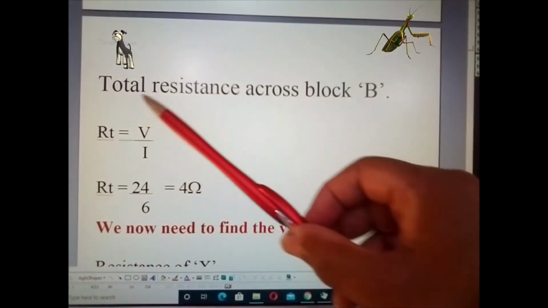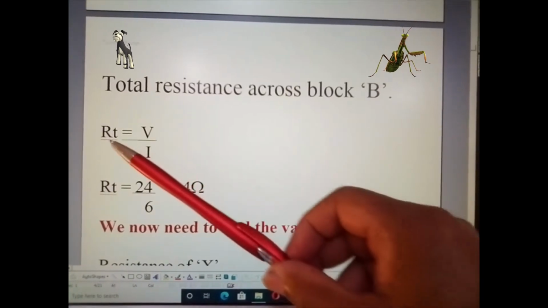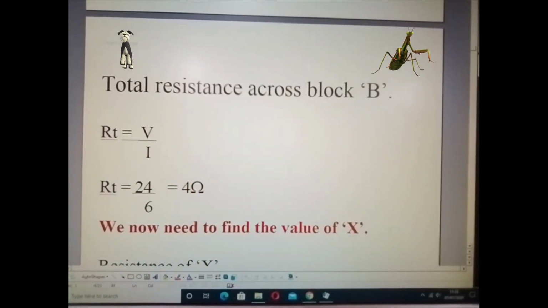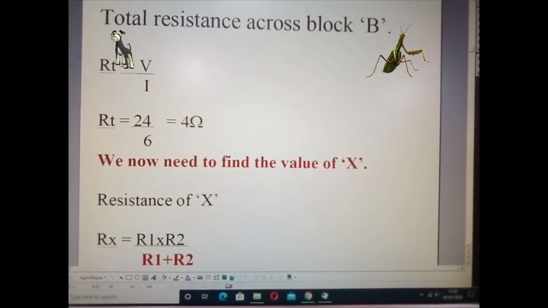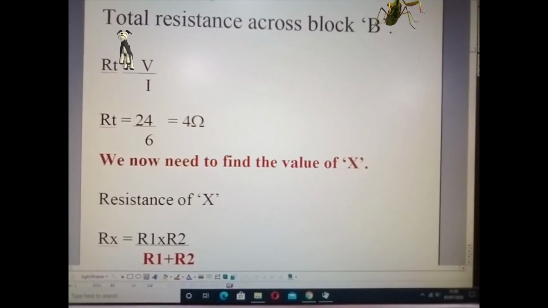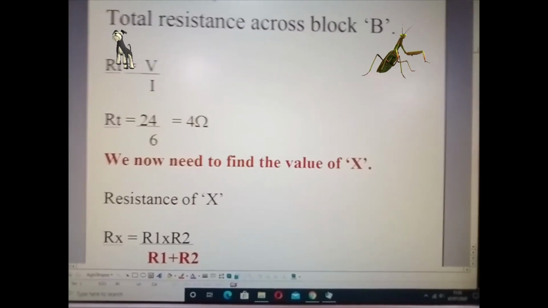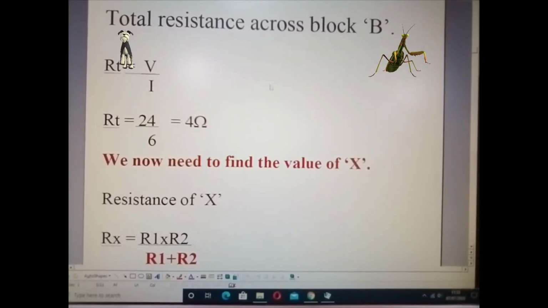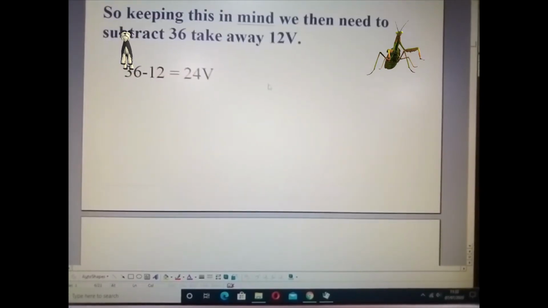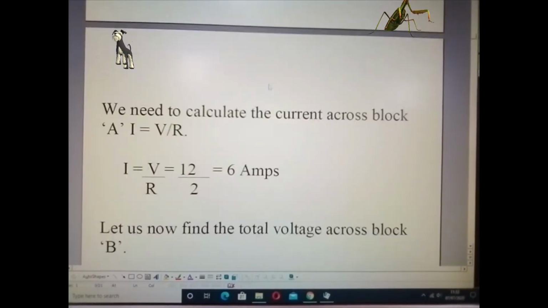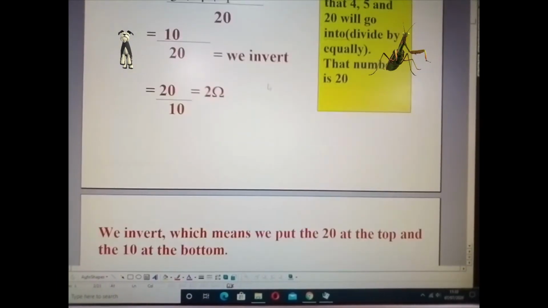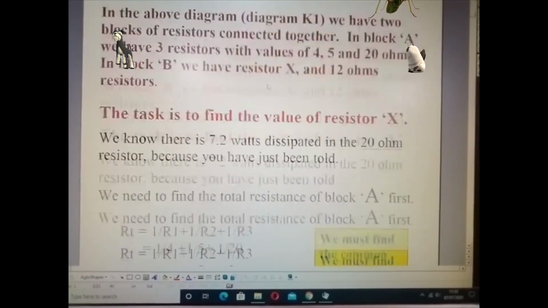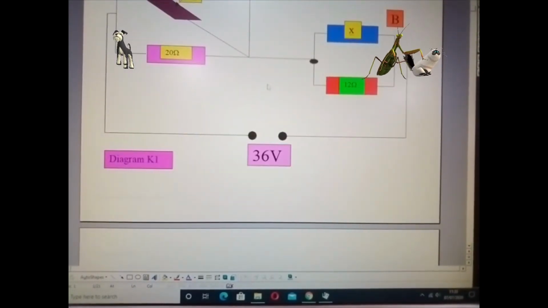Now the total resistance across block B, RT equals V over I. And let's go back to block B and let's look at what block B is saying. So I'm just scrolling back up to have a look at block B. So you will need to do the same yourself as well so you can recall and look at what is being said. Okay. That's block B.